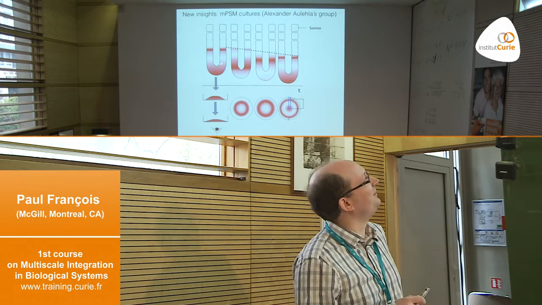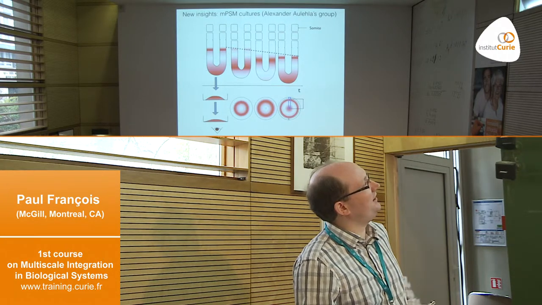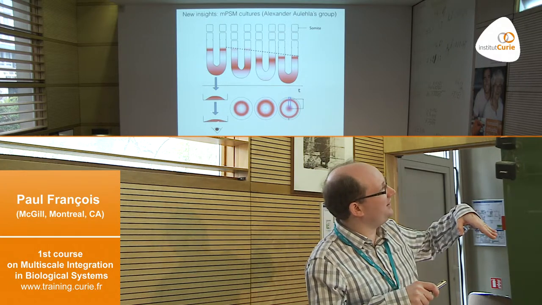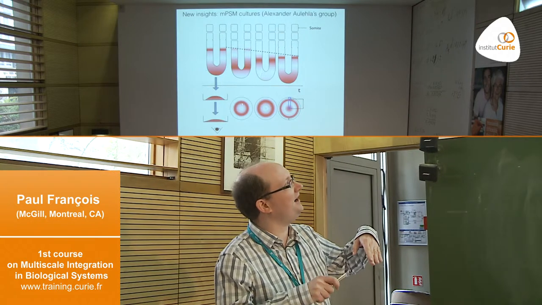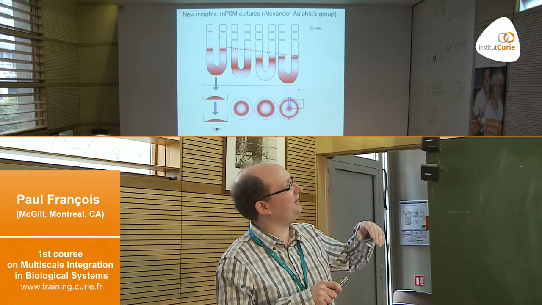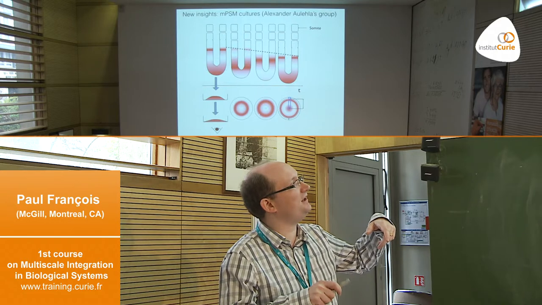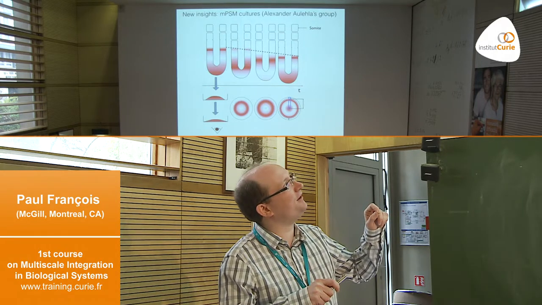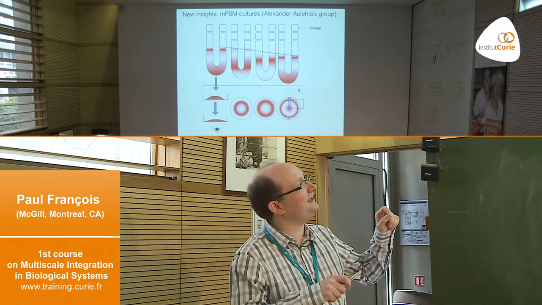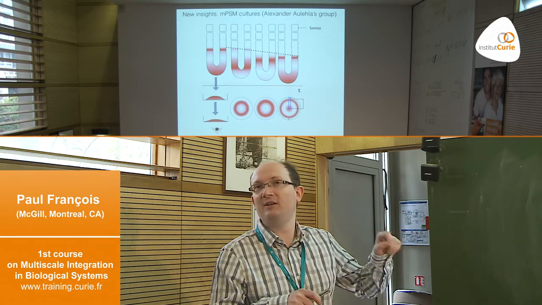I should change this drawing, but whatever. You take a tail bud, you flatten the tail bud, and then instead of having an embryo which is growing from head to tail, you get a tail bud with a circular symmetry. And then you start having waves. Instead of waves moving linearly from head to tail, you're going to have concentric waves. This is what you see experimentally.